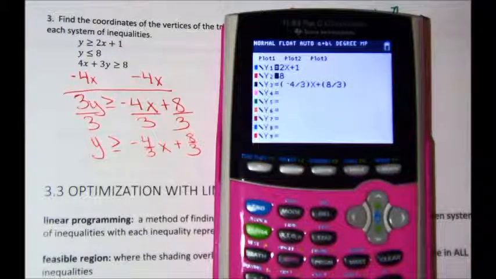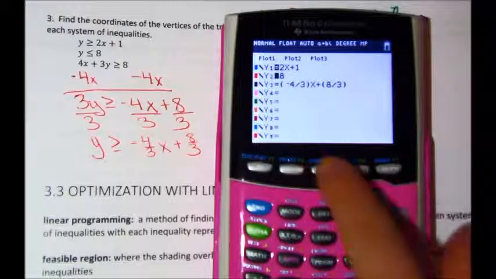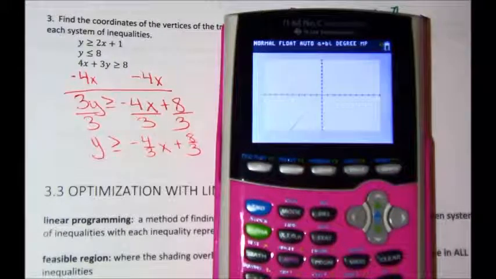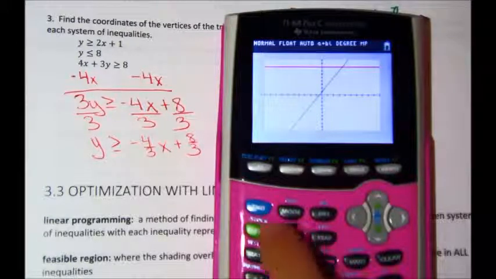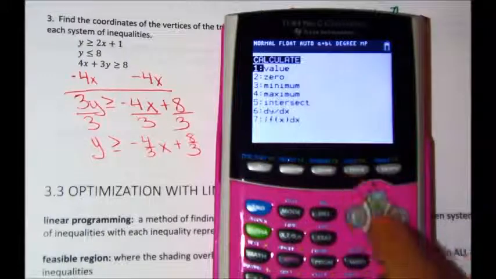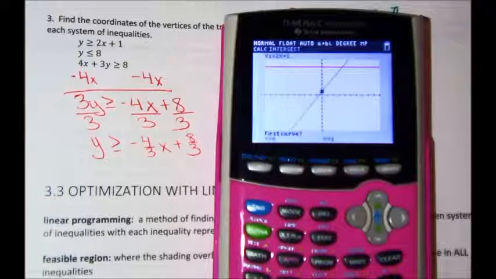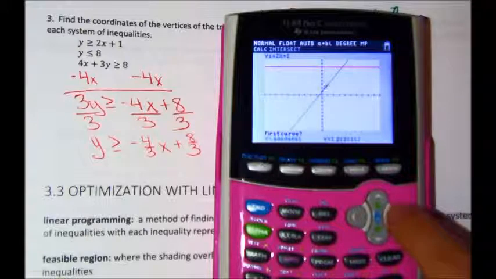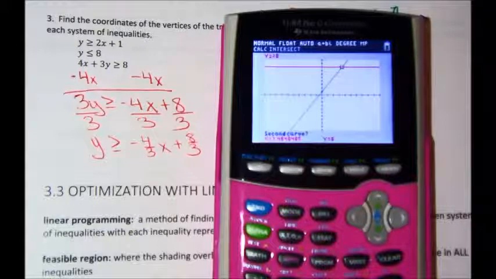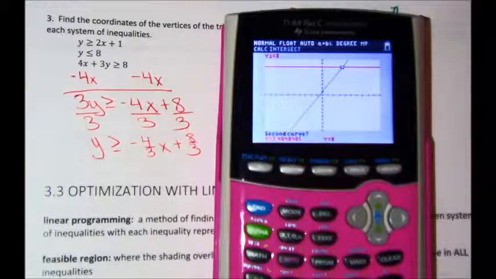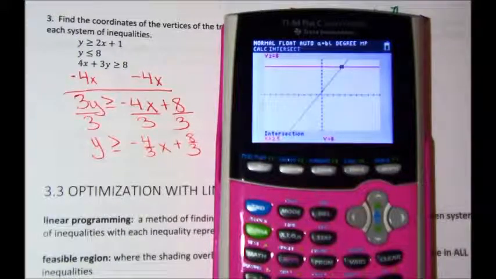I'm going to graph the first 2 equations. Remember to hit zoom 6 the first time you graph. I can find where my 2 lines intersect by going to Second, Calc, and selecting option 5. Remember to use the left and right arrow key to get close to where it intersects. Make sure after you press enter that it's still close to where it intersects, and press enter 2 more times. This intersection is at (3.5, 8).